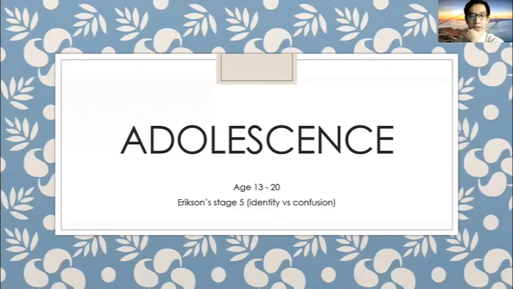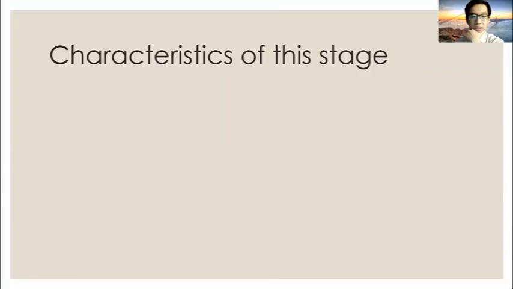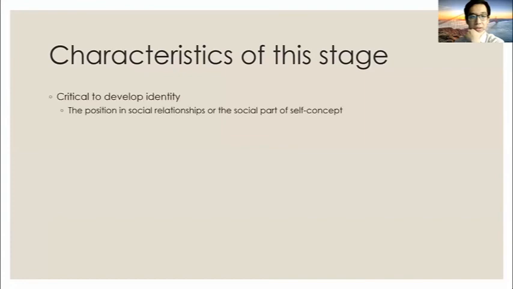And the next stage is adolescence. From age 13 to 20, that's corresponding to Erikson's stage 5, identity versus confusion. So that's the stage that they start to build identities. They do not only want to know who they are, but they want to know what position they are in the society. Yeah, critical to develop the identity.